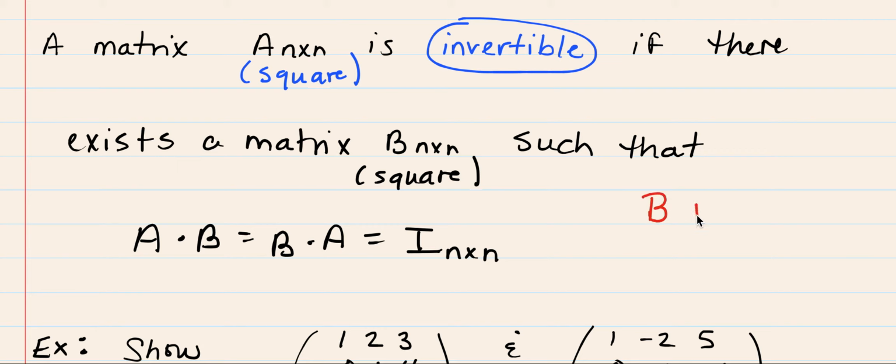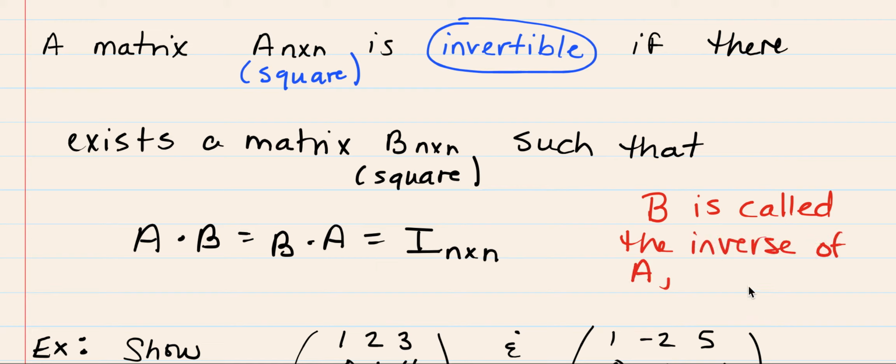B is called the inverse of A, and we usually write the inverse as A to the negative 1. Now this does not mean 1 divided by A, because when it comes to matrices we do not have division, but we do write A to the power negative 1 to represent that it's the inverse. Okay.